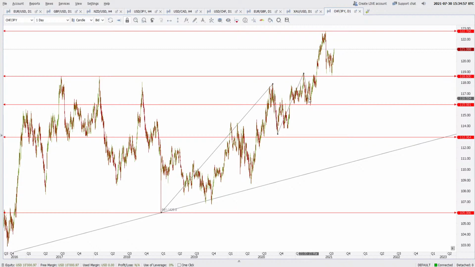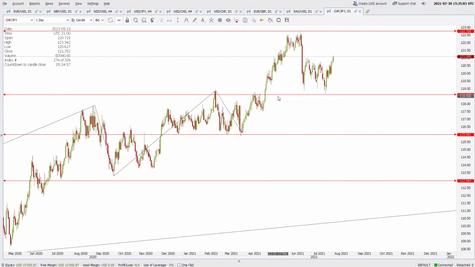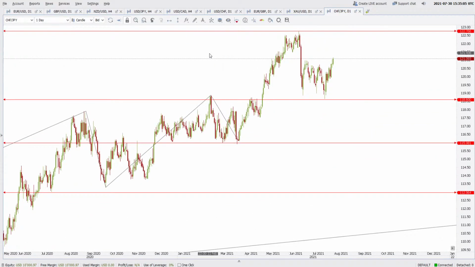After that high, it made a lower higher low here, and after that the price made a higher high here and a higher low here. My friend, the price is still in an uptrend and it is trying to make a higher high now. So if it has to make a higher high, first it has to test this 122.76 level.